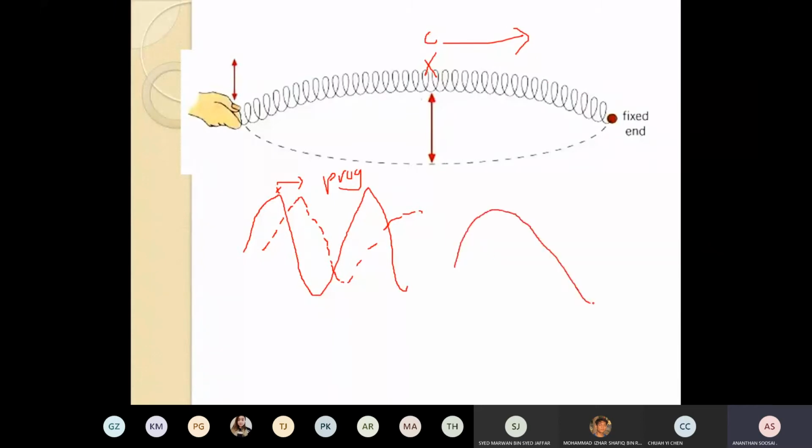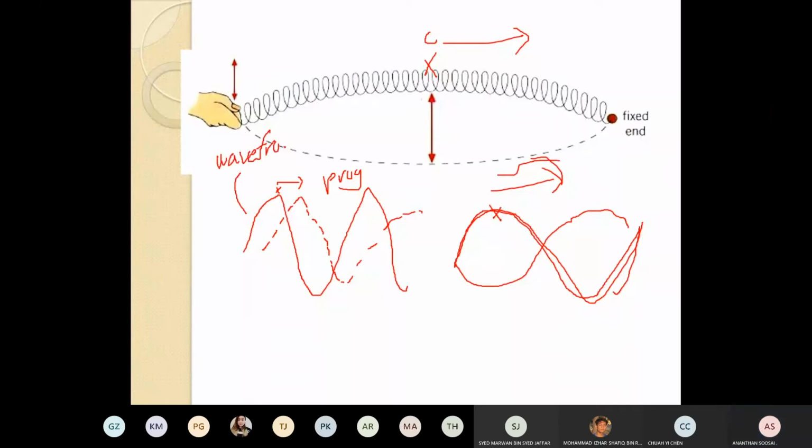There are 2 loops formed. Do you see the crest moving forward? It does not move forward. It just stays there, just oscillating there. The wave front does not advance, does not move forward. That's called a stationary wave. In a progressive wave, the wave will move forward. This pattern is called the wave front. The wave front will move forward.